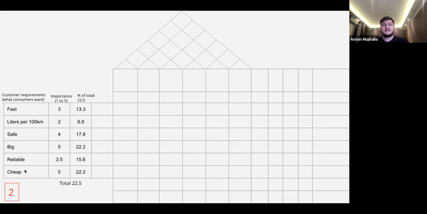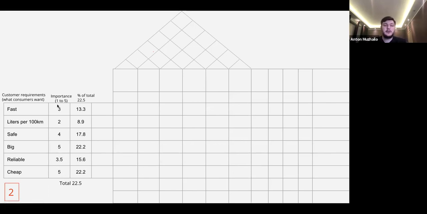Okay. Next, you would like to put the importance of each of those right here. So fast importance is 3 or 5. Let's say your customer doesn't care about how many liters it spends per kilometer, so it will be 2, but it should be safe. It should be 4. It should be completely big. Your market loves big cars, so it should be 5. Reliable, well, a little bit more than the average, so it will be 3 and 5. And cheap, of course, our market would like to have cheap cars.